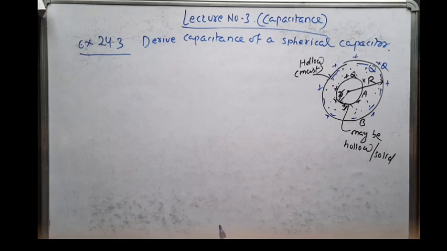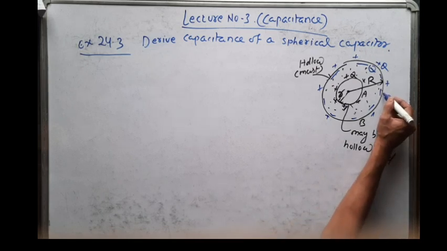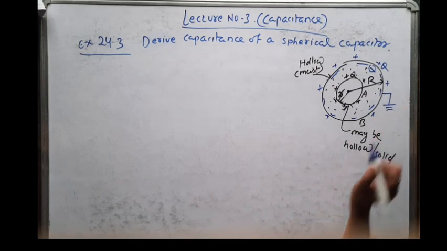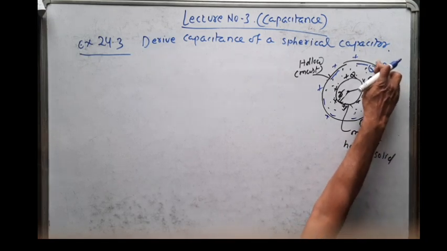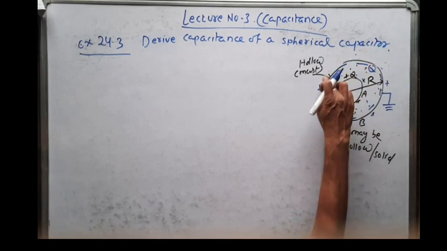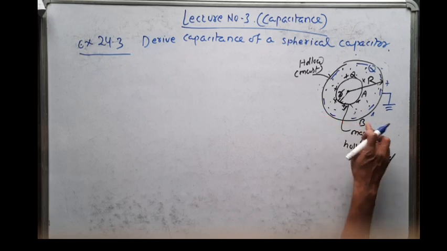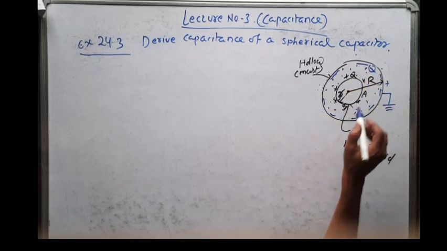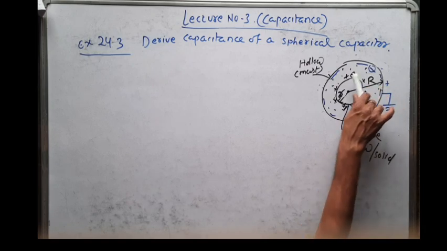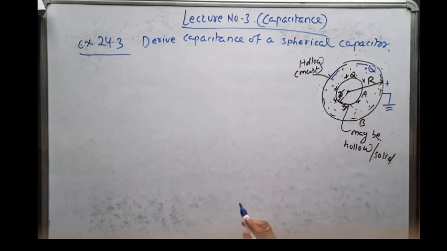But I have already told that for any capacitor, the second plate out of two plates must be connected to earth to increase the capacitance. So I will connect the earth. If I connect the earth, what will happen? This outer charge, that is plus Q, will move towards the earth. Only the negative charge will remain. Why? This negative charge will be bound by the positive charge. So this is the logic.